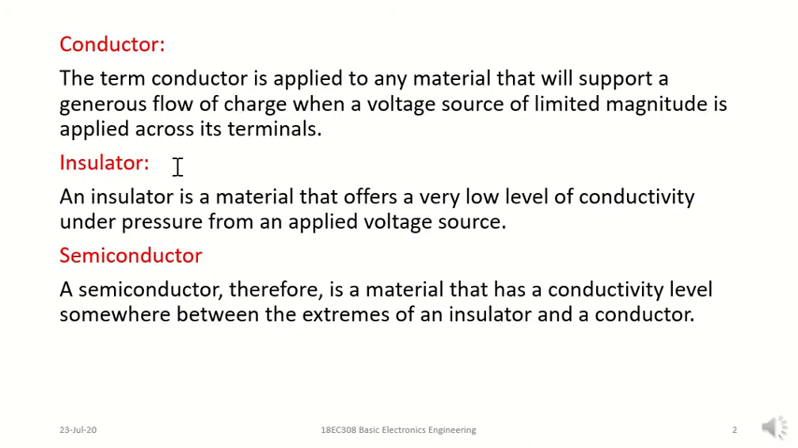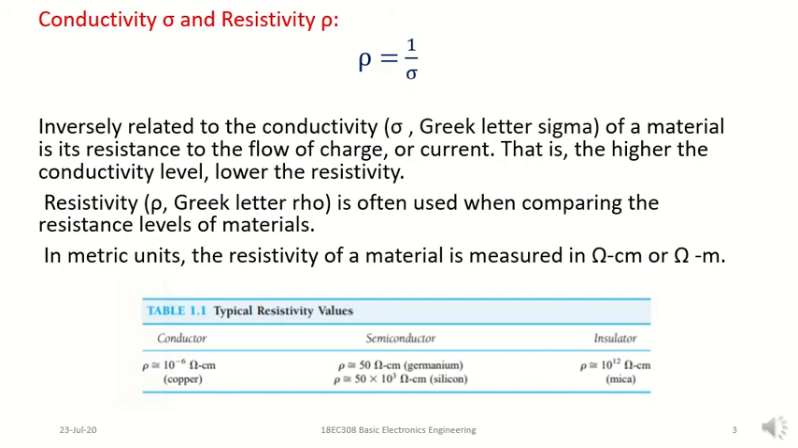What about an insulator? Insulators will offer very low conductivity. That is, the flow of charge carriers is very minimum. Such materials are called insulators. Then what is a semiconductor? In a semiconductor, the conductivity level is between the extremes of insulator and conductor. Conductor I said very high conductivity, insulator very low conductivity. Then what about a semiconductor? The conductivity is between insulator and conductor. Such materials are called semiconductors.